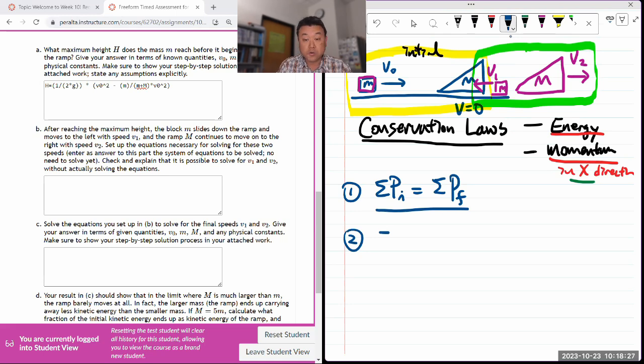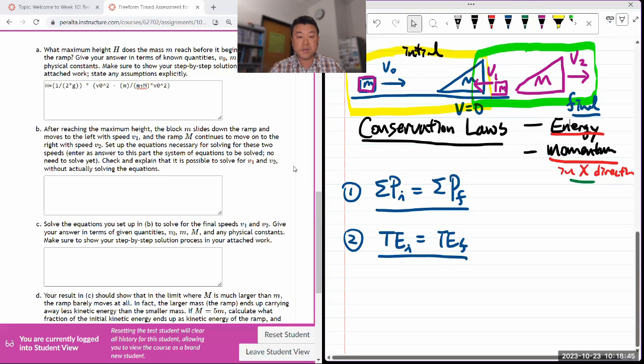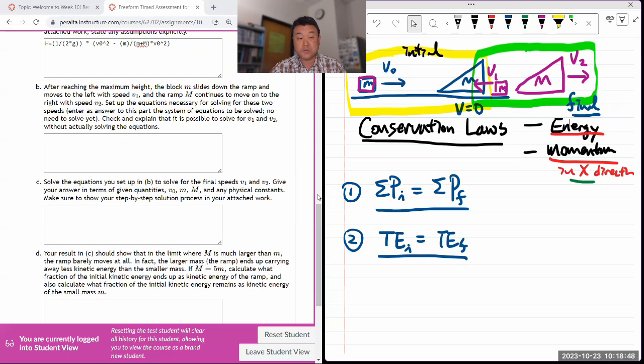I say total energy initially is equal to the total energy finally. So in some sense, we are doing the exact same thing as in part A, except what has changed is the snapshot that you consider to be final. And in this particular scenario, because energy and momentum are conserved at every step of the way, I don't have to break it up. I can just go all the way from the beginning to the end.